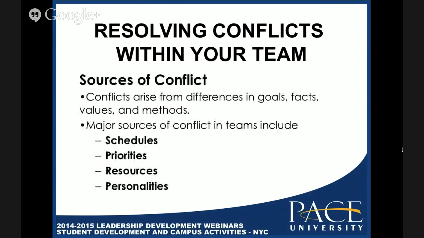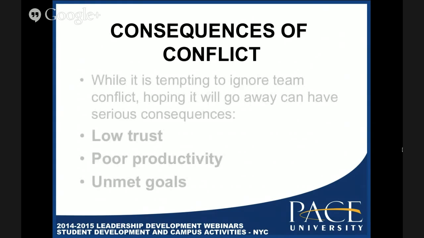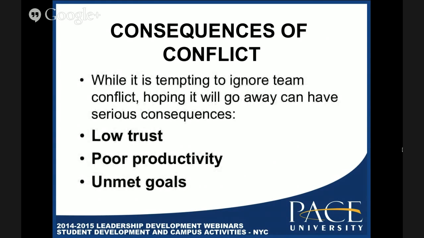It is natural for conflict to occur in a team setting. Some sources of conflict may include differences in goals, facts, values, and methods. Others may include schedules, priorities, resources, and of course, personalities. Conflict may arise between two members, but may in fact impact the entire team if not addressed. Ignoring conflict may result in low trust, poor productivity, and unmet goals.